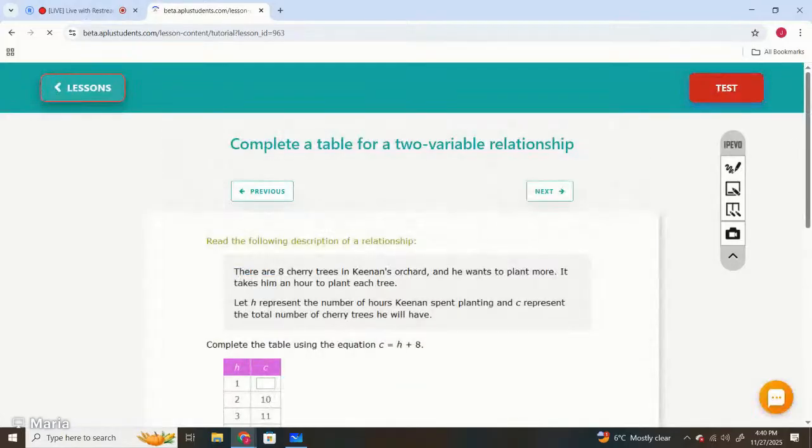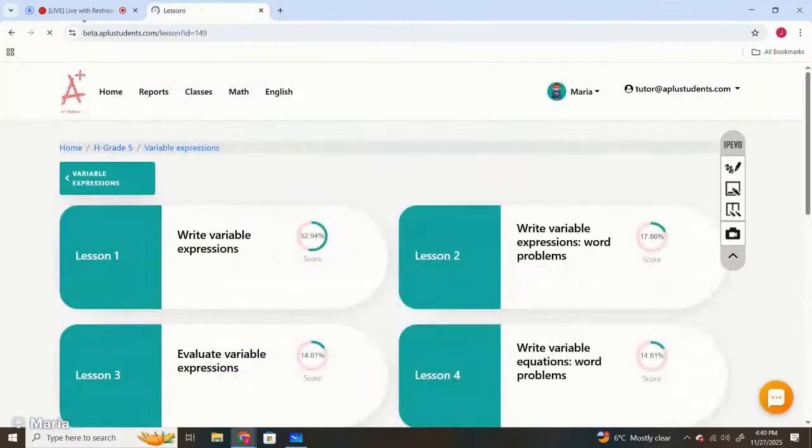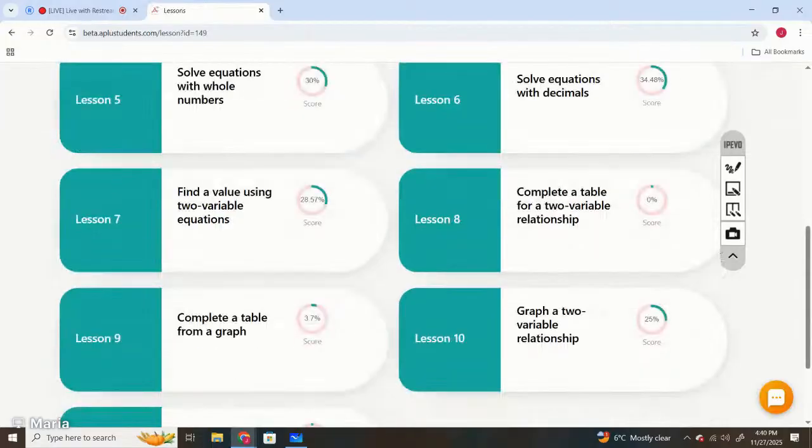So we were working on grade 5 math. The chapter we were working on is variable expressions. The lessons we have covered today are solve equations with whole numbers and decimals, find a value using two variable equations, and complete a table for a two variable relationship.